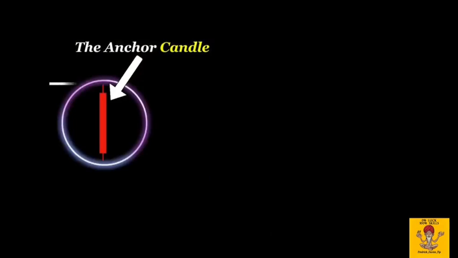Let's start with candle 1, the anchor candle. This candle sets the range. Its high and low become your key levels. This is your king candle, the candle that controls everything that follows. You mark it, and you trade around it.